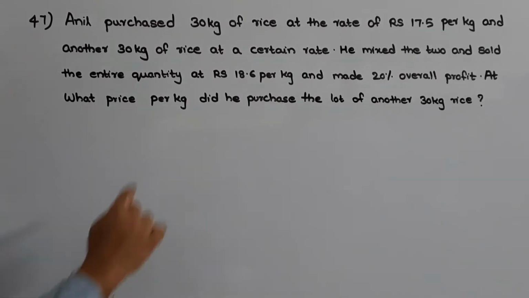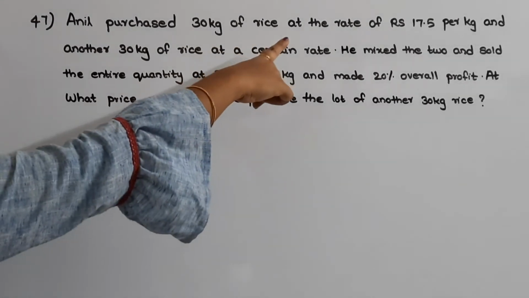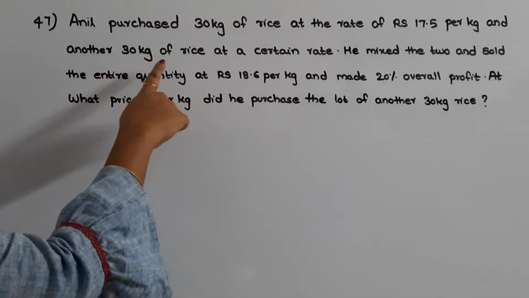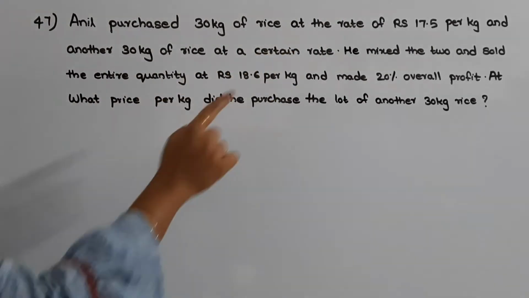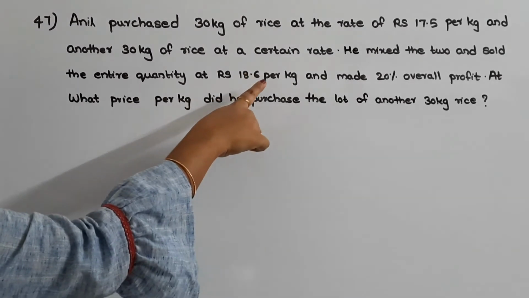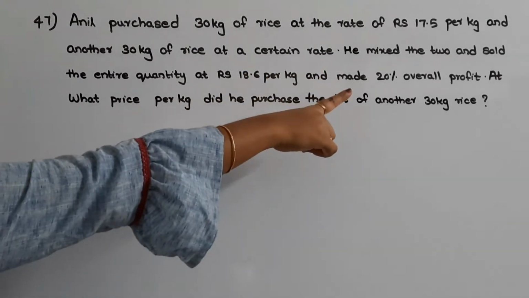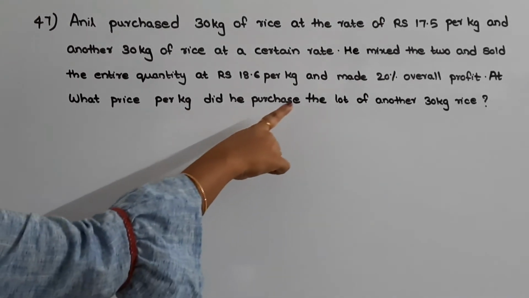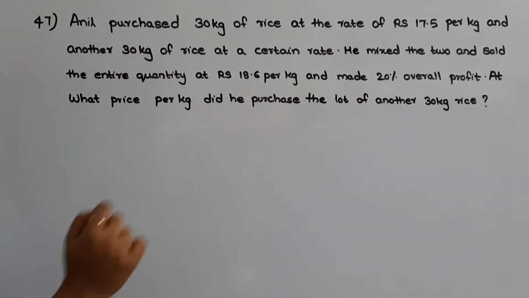The next question is, Anil purchased 30 kg of rice at the rate of rupees 17.5 per kg and another 30 kg of rice at a certain rate. He mixed the two and sold the entire quantity at rupees 18.6 per kg and made 20% overall profit. At what price per kg did he purchase the lot of another 30 kg rice?